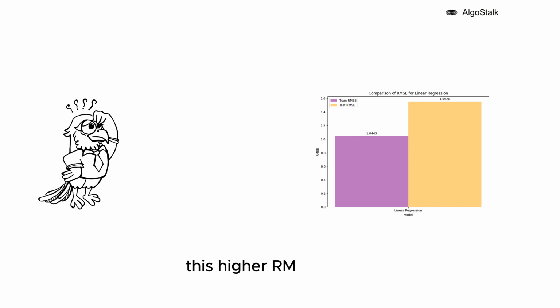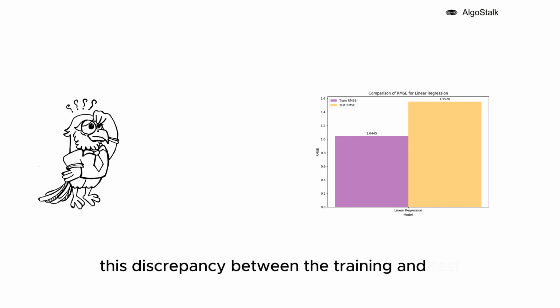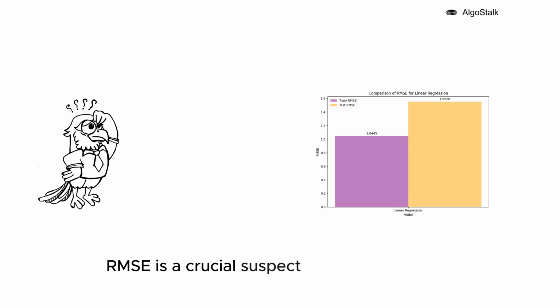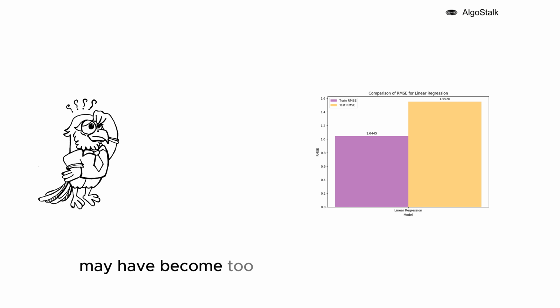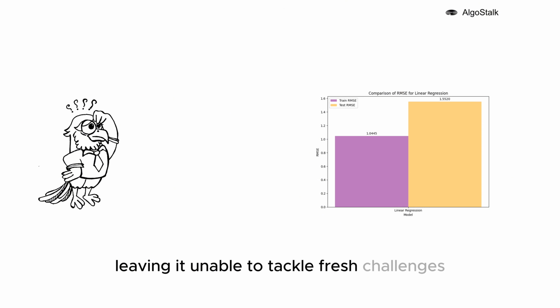This higher RMSE tells us our model might not be generalizing effectively to new, unseen data. It's like a detective who knows the case inside and out but struggles to solve a new mystery. This discrepancy between the training and test RMSE is a crucial suspect in our investigation, pointing us toward the potential for overfitting. Our model may have become too attached to the training data, leaving it unable to tackle fresh challenges.